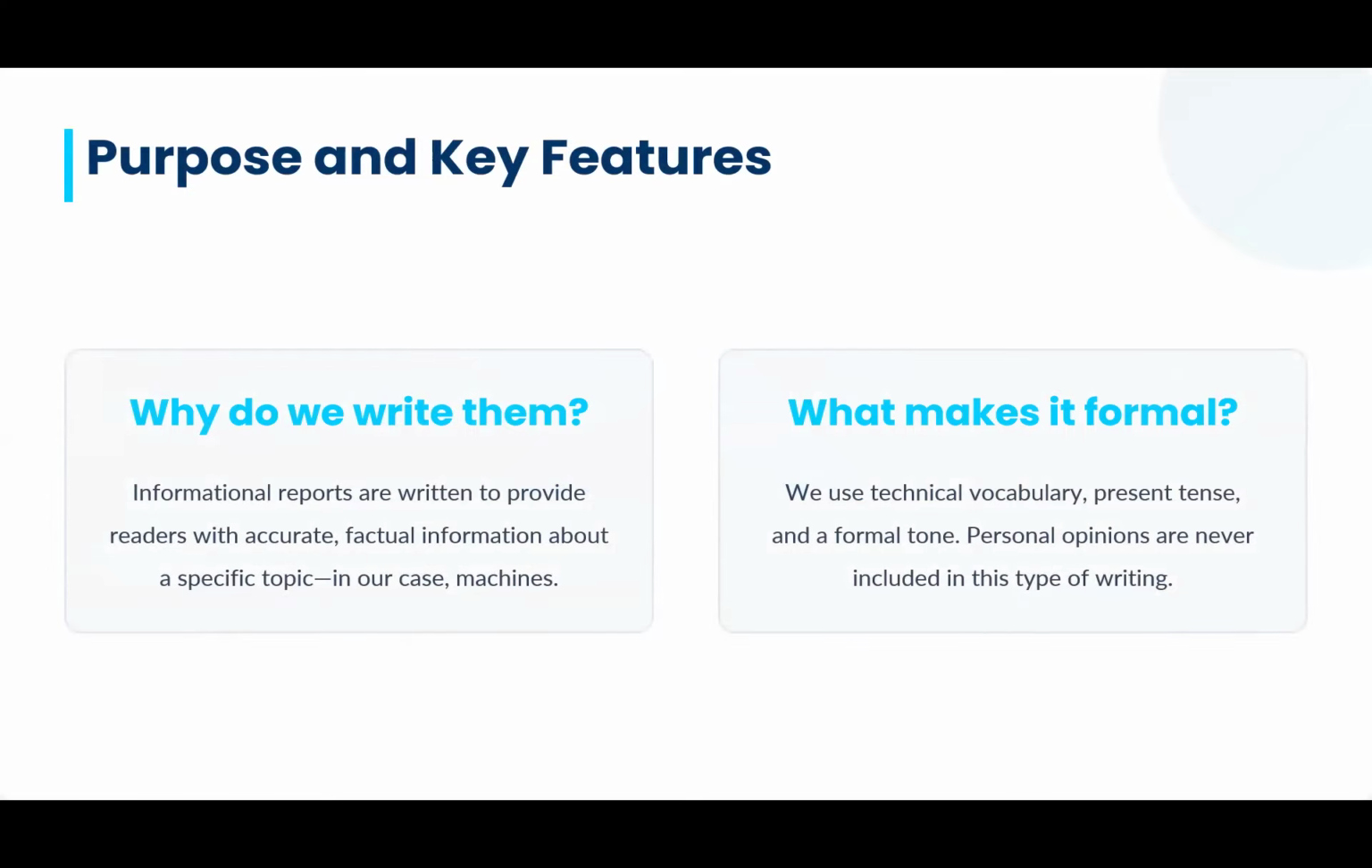Purpose and key features. Why do we write them? Informational reports are written to provide readers with accurate, factual information about a specific topic, in our case, machines. What makes it formal? We use technical vocabulary, present tense, and a formal tone. Personal opinions are never included in this type of writing.